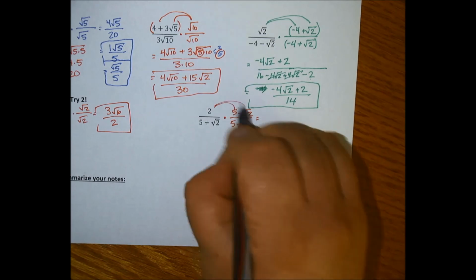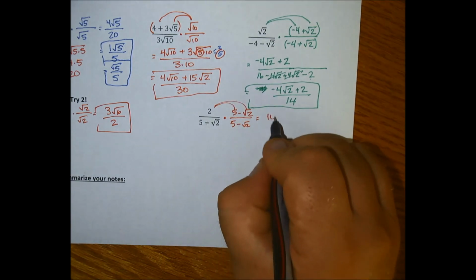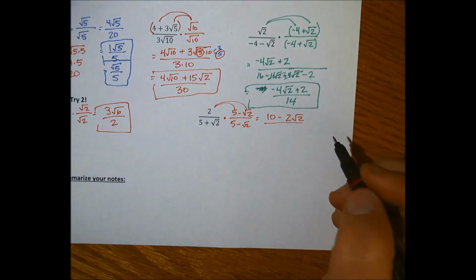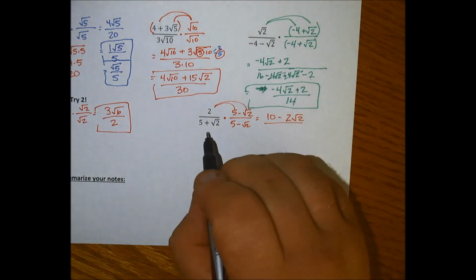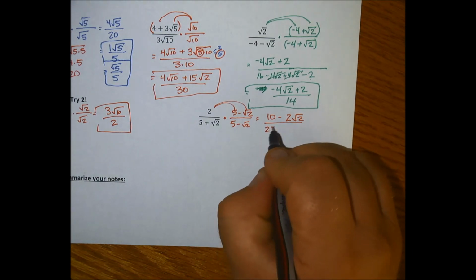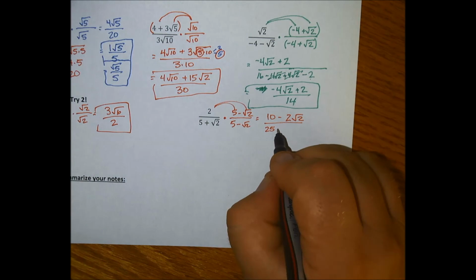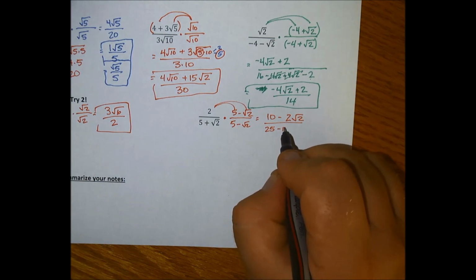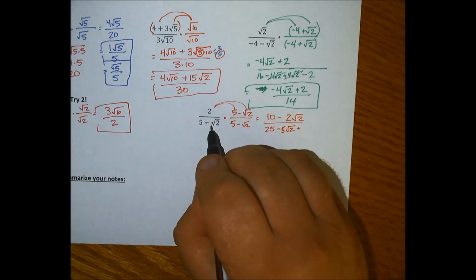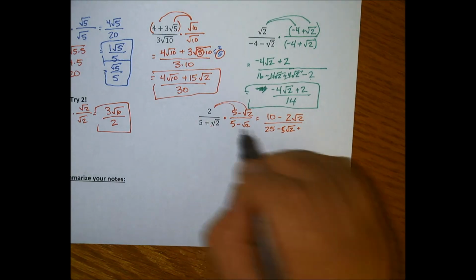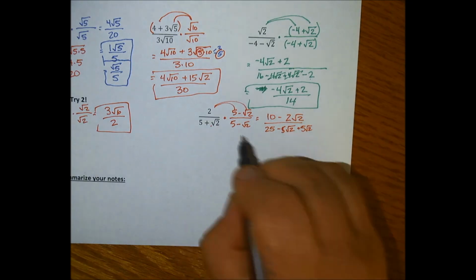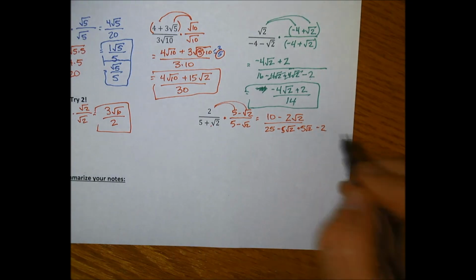And then you distribute it. So you get 10 minus 2 root 2 over, here's the ugly part, 5 times 5 is 25. 5 times negative root 2 is negative 5 root 2. And then we get plus root 2 times 5, which is plus 5 root 2. And then square root of 2 times negative square root of 2 is negative 2.